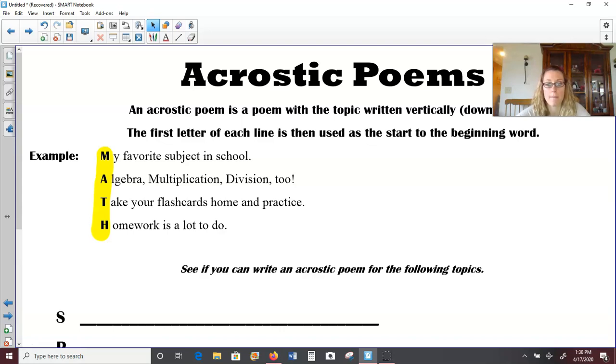So I wrote an acrostic poem about math, and I added a little bit of rhyme to it also. Rhyming is certainly something we see often in poetry, and some certain types of poems have certain rhyming patterns, but not all poetry has to have rhyming words. But I tried to be creative and come up with one that does. So for math, I said, my favorite subject in school, algebra, multiplication, division 2. Take your flashcards home and practice. Homework is a lot to do. So a little bit of rhyming in this poem with the second and the fourth lines, to and do. So it just kind of adds a little bit more rhythm and fun to the poem whenever you read it.